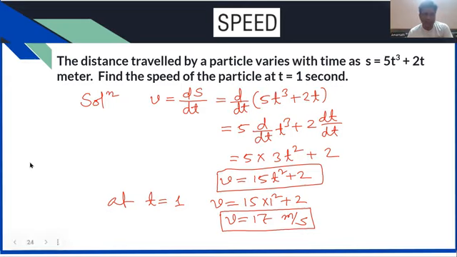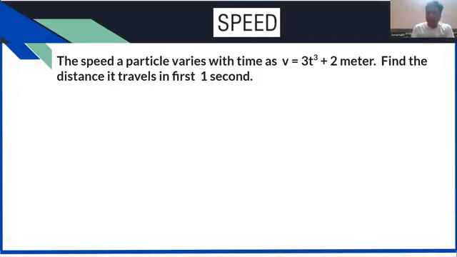Then let us change the flavor, okay? Now actually we are coming in reverse. We are given the speed now, but we need to calculate distance. So we have to integrate it, sir. Yes, here I have to integrate it. The speed of a particle varies with time, v equal to 3t cube plus 2. Means at different times, it has different speed. Find the distance it travels in the first 1 second, okay?